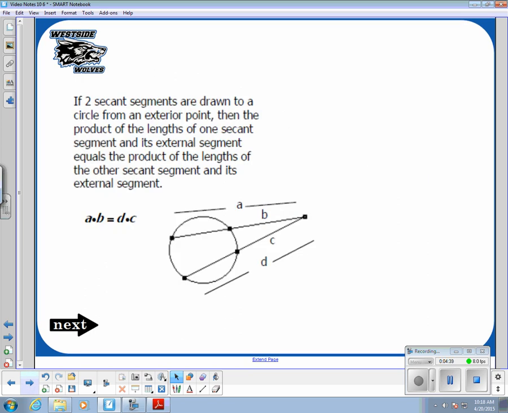All right, so the next theorem here says if two secant segments are drawn to a circle from an exterior point, then the product of the length of one secant segment, so the whole secant segment, which is part A here, times the outside part is equal to the whole secant part times the outside part. So it's always multiplied by the outside part. Try to remember that, because if I give you the inside part, you got to go find the outside part.